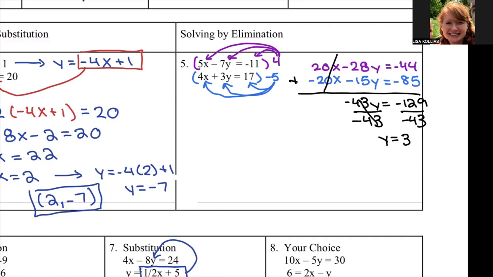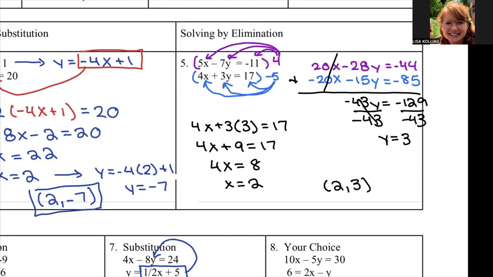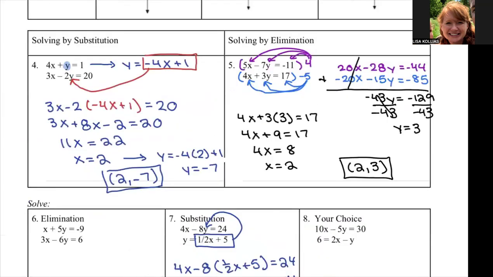Just like with the other question with substitution, if y is 3, you can go back and plug it into any of your equations. We have 2 right here. Doesn't matter which one, I'm just going to plug it into the bottom one. So 4x plus 3y comes out and 3 comes in, which gives me a plus 9 equals 17. I'm going to subtract 9 to get 8, and x is 2. So my final answer is 2, 3. Again, I could take 2, 3 and plug it into both equations, and I will get two equations that it would work with.